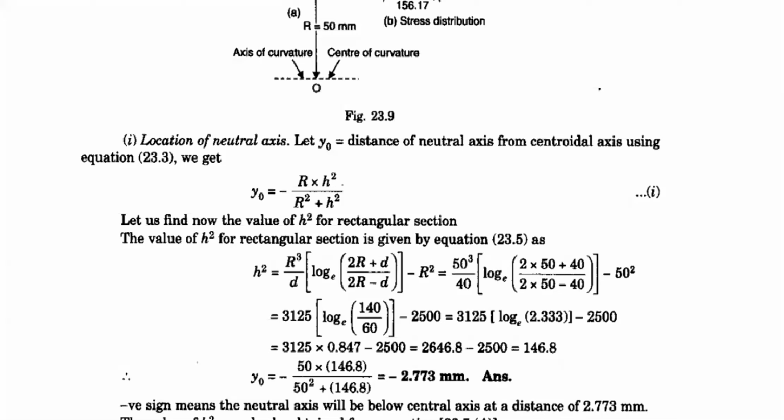So directly substitute: R is the radius of curvature and D is the depth value. The depth value is 40 and the mean radius of curvature is 50. Substitute the values and you will get 2.773. Please verify it. All the students have to verify it. It is mandatory, so it is very, very important. Otherwise, it is very difficult for you.